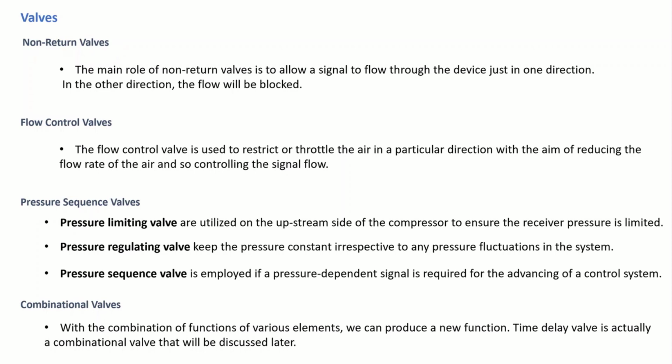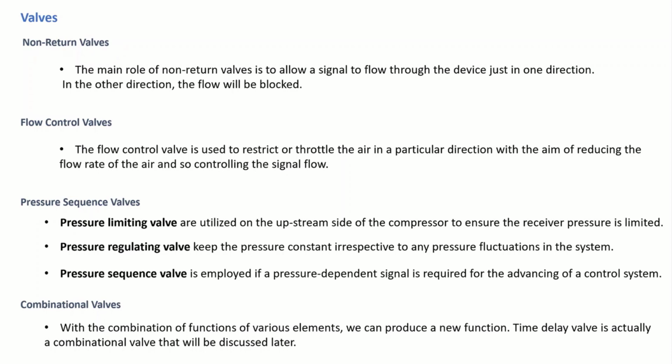So pressure limiting valves in general are used on the upstream side of the compressor to ensure the receiver pressure is limited. Pressure regulating valves keep the pressure constant despite any pressure fluctuation in the system. Pressure sequence valves are used if a pressure dependent signal is required for advancing a control system.